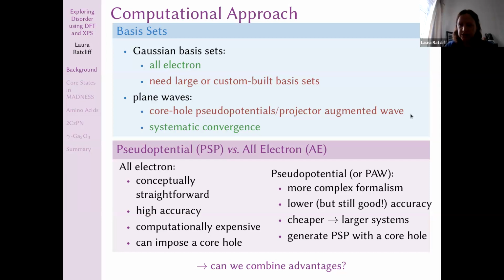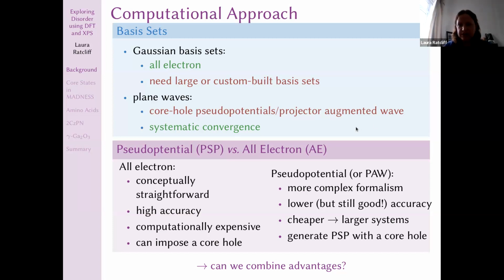If we're interested in core states with plane waves, we don't typically have access directly to the core states. So either we want to do something like core hole pseudopotentials, which I'll talk a little bit more about later, or we might do something like the projector augmented wave method. These are slightly indirect approaches of getting access to the core state, unlike in the Gaussian calculations where we just treat the core states explicitly.